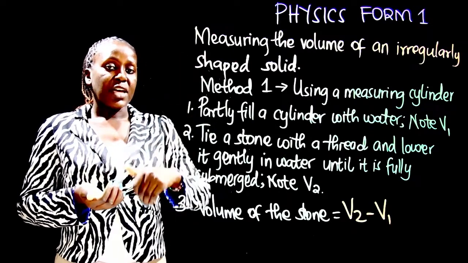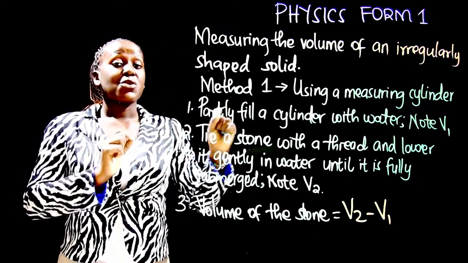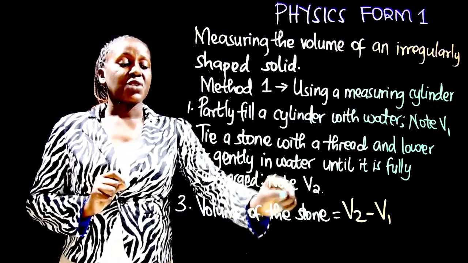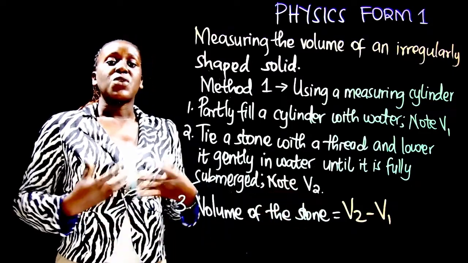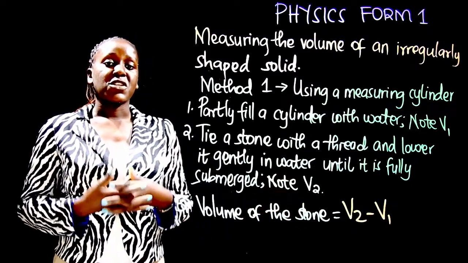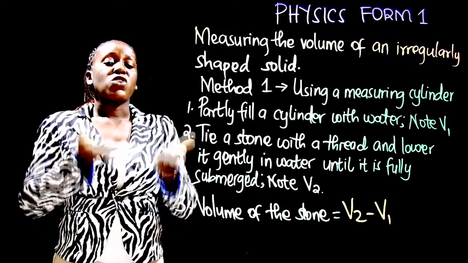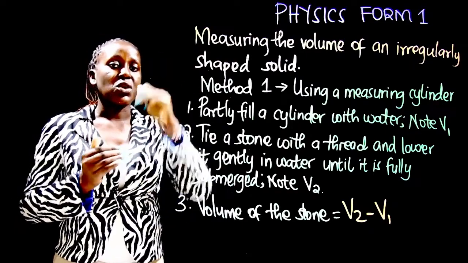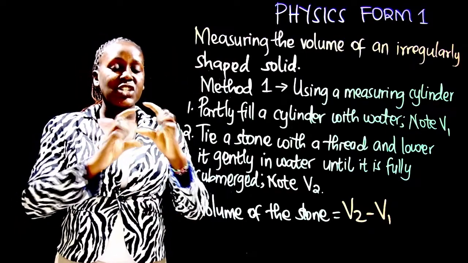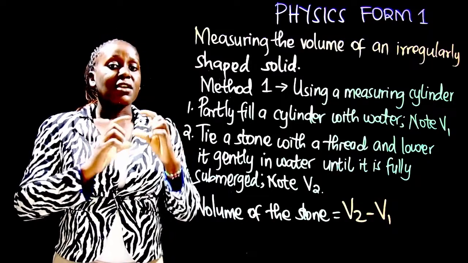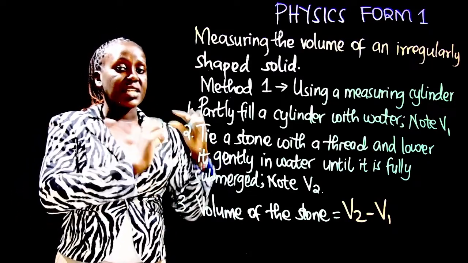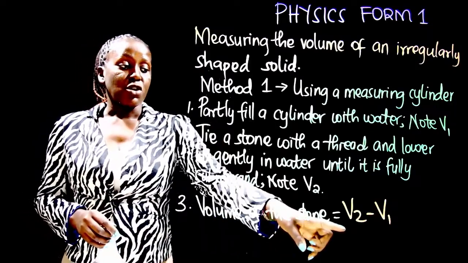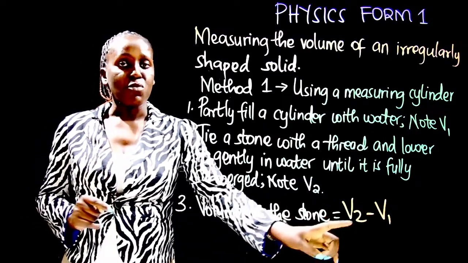After you have put the solid, determine the new reading. The reading is going to be different. It's going to be higher. Note the new reading as volume 2. So how now do you determine the volume of the solid? Remember, the level of water has gone up just because there is a foreign object, which is a stone, inside the water. So the change in the level of water is what represents the volume of the stone. The volume of the stone will be given by volume 2 minus volume 1.